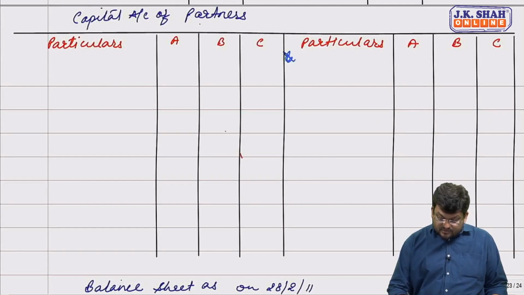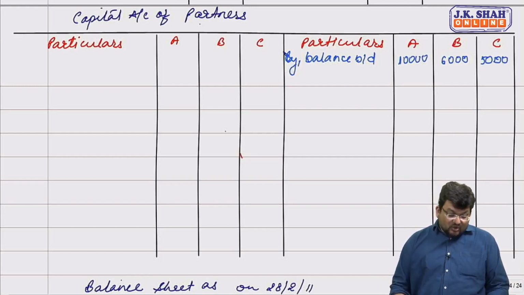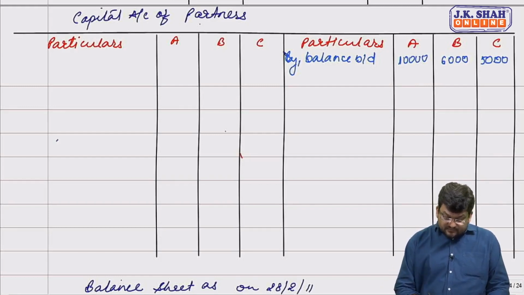So we'll start with the balance of capital. A's capital balance is 10,000, B's 6,000 and C's capital balance is 5,000. That loan of A will be directly transferred to his capital. A's loan account debit to A's capital 4,000.